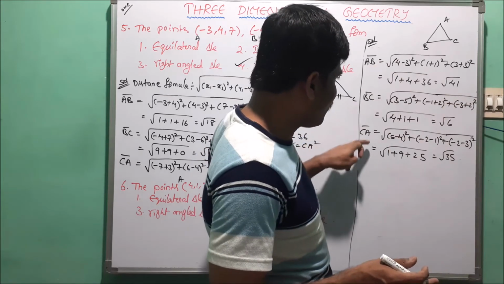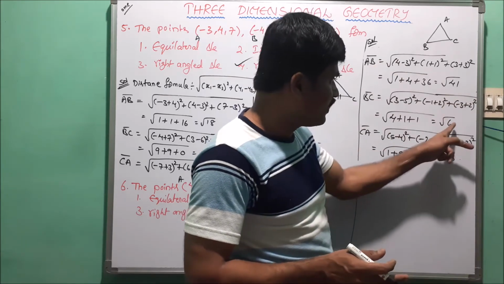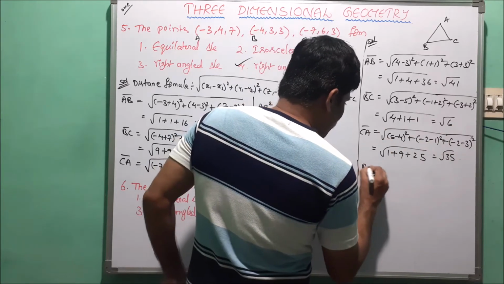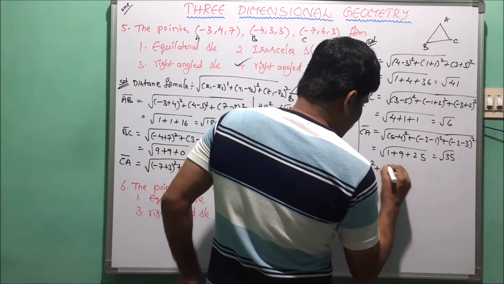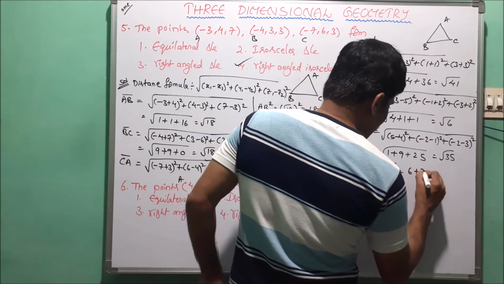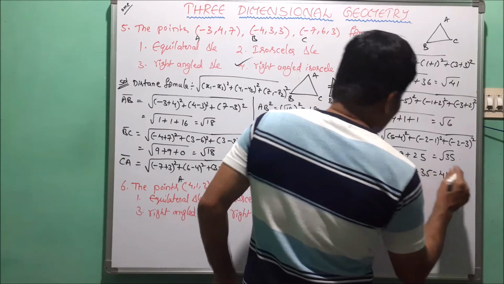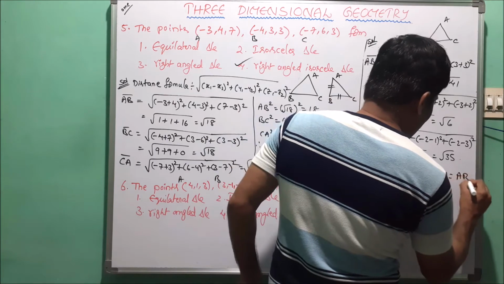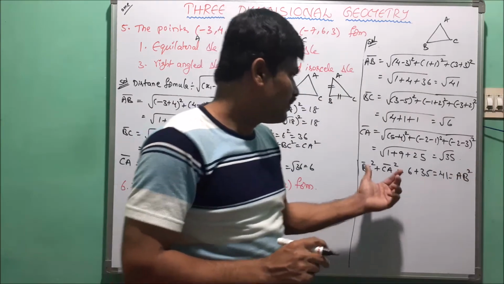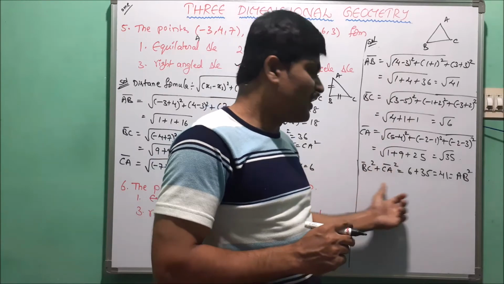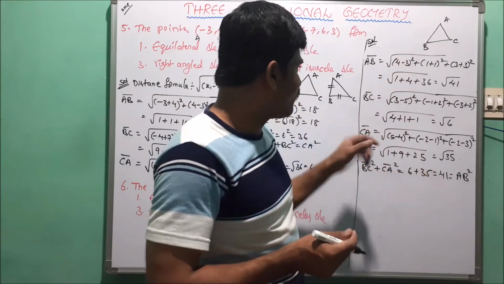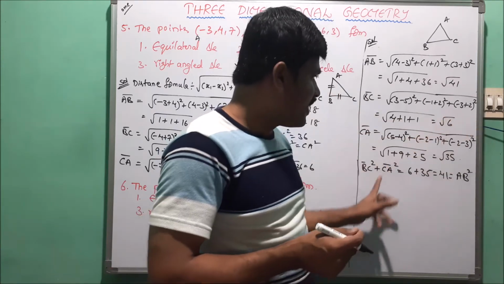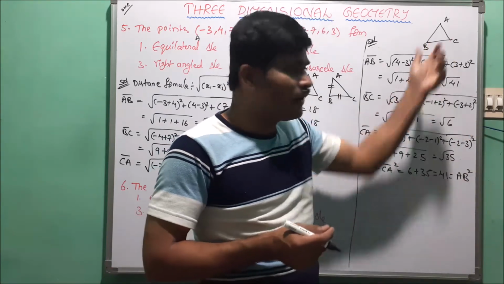Now squaring BC and CA and summing, we take 6 plus 35, that is 41. So BC square plus CA square equals 6 plus 35, that is 41. Now square root 41 is AB, so 41 means AB square. Here also we observe the given points satisfy the Pythagoras formula, and BC and CA are two sides that are not equal.